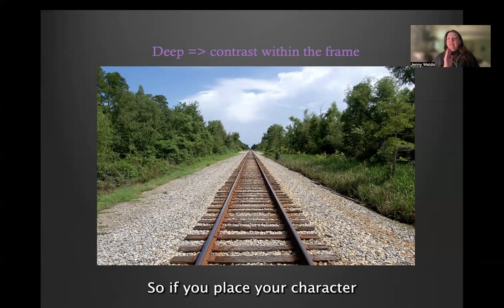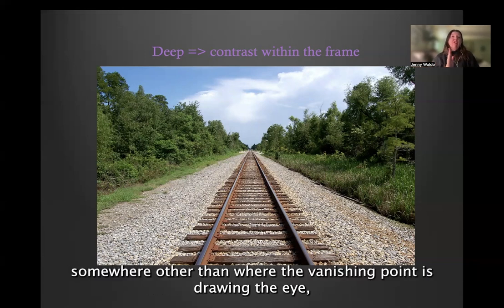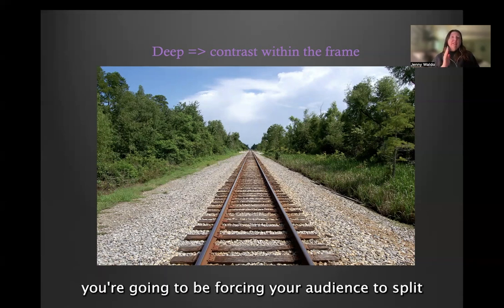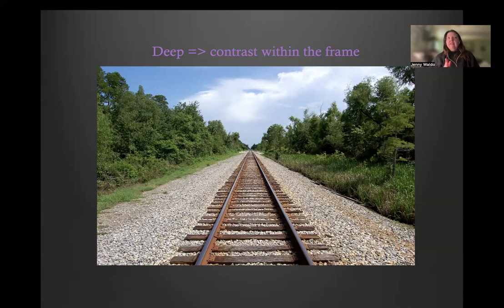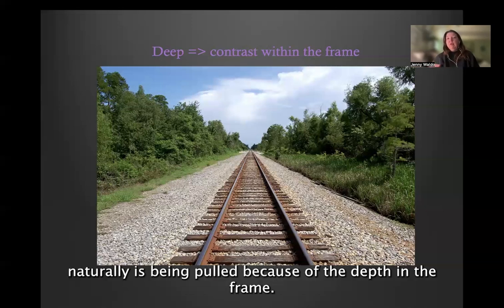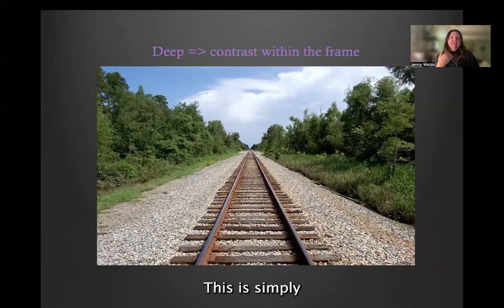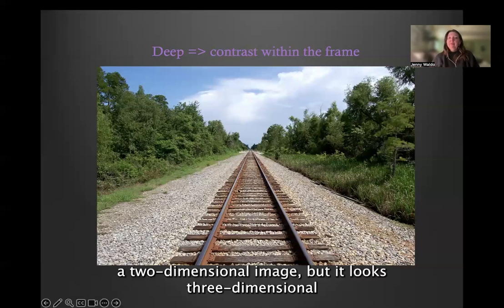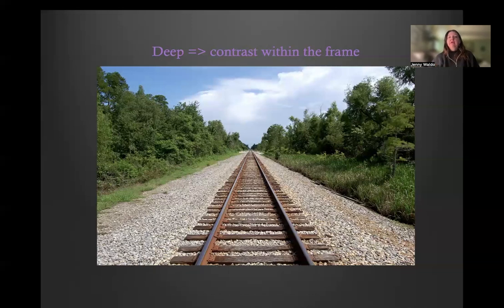So if you place your character somewhere other than where the vanishing point is drawing the eye, you're going to be forcing your audience to compete their attention between whatever's happening with the character and where their eye naturally is being pulled because of the depth in the frame. Obviously this is simply a two-dimensional image, but it looks three-dimensional because it has what we call depth cues.